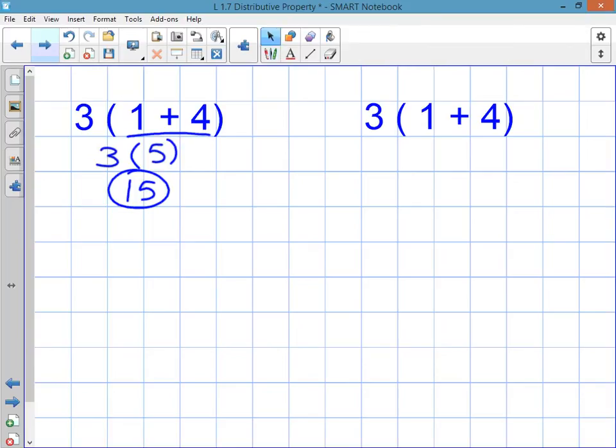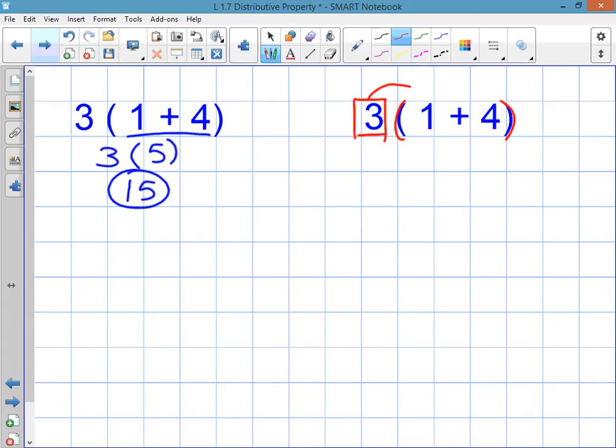You might also notice, though, that there's a 3 on the outside of a set of parentheses, and this indicates that you're going to use the distributive property. The distributive property just means that you're going to distribute this 3, or give it, to each part inside. So you're going to distribute it to the 1 and then to the 4. And when you distribute, you're multiplying.